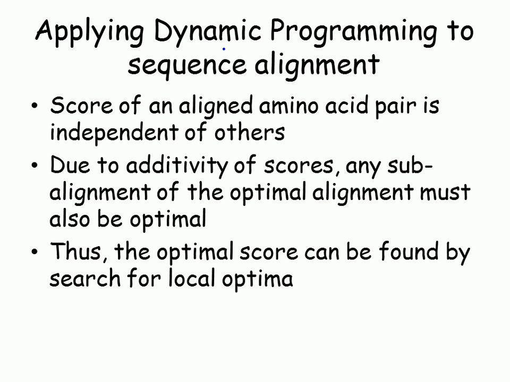And this is important because we are adding the scores, any sub-alignment of the longer optimal alignment must also be optimal. Okay? And I'll give an example of this in a sec. Because of this observation, we should be able to find the optimal score and the optimal alignment by searching for local optima.